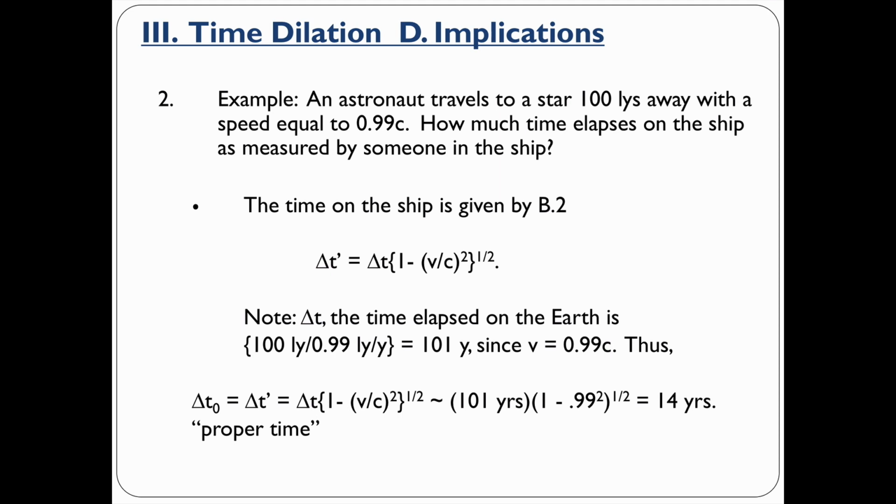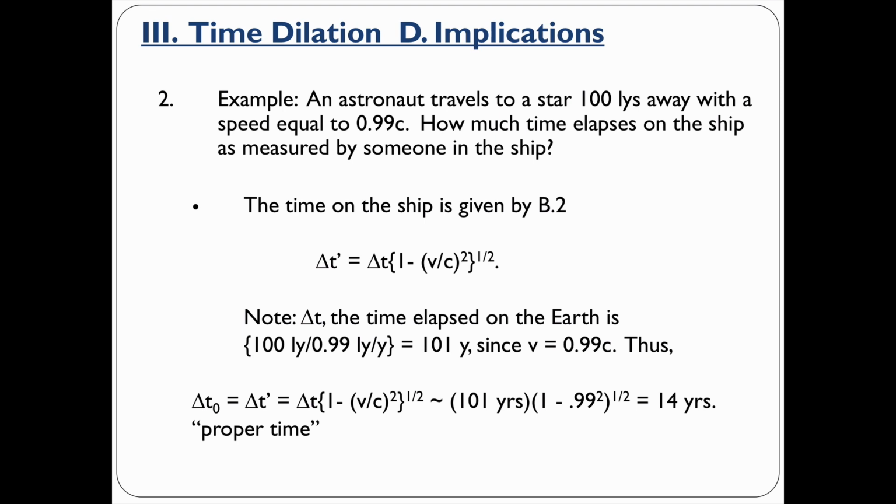That's pretty straightforward. Time on the ship, delta t prime, is equal to delta t times the square root of 1 minus (v over c) squared. Delta t, the time elapsed on the Earth, is 100 light years divided by 0.99 light years per year. That's what 0.99c means, or 101 years.